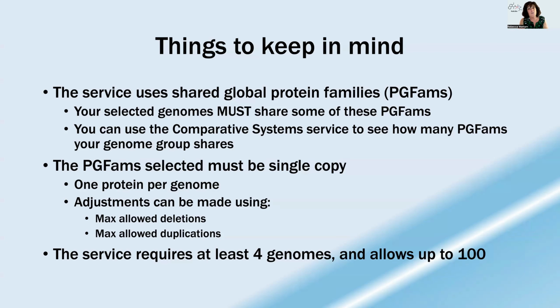Now, the pipeline calls for that, but because we know we live in an imperfect world and some things don't work out the way we expect, we allow you to adjust some things. You can adjust for maximum allowed deletions or maximum allowed duplications, and we'll get into that when we submit the job. But these are protein families that aren't perfect. The service requires at least 4 genomes and allows up to 100. I can't tell you how many times people have submitted a tree with just 3 genomes and then complained to me about it.